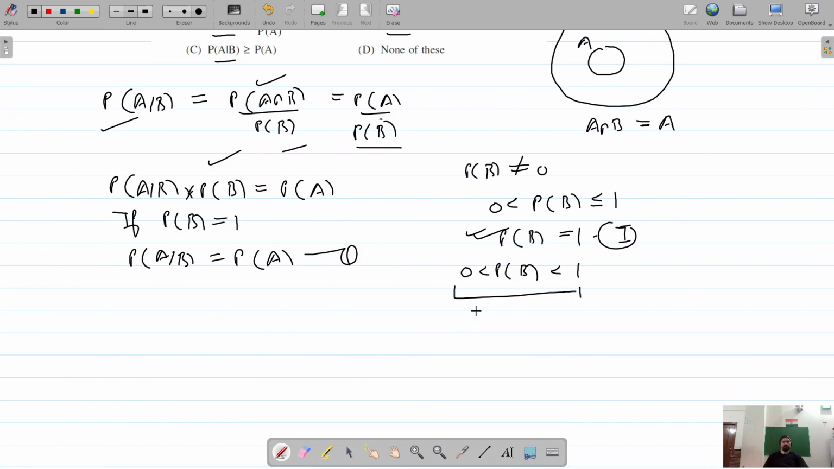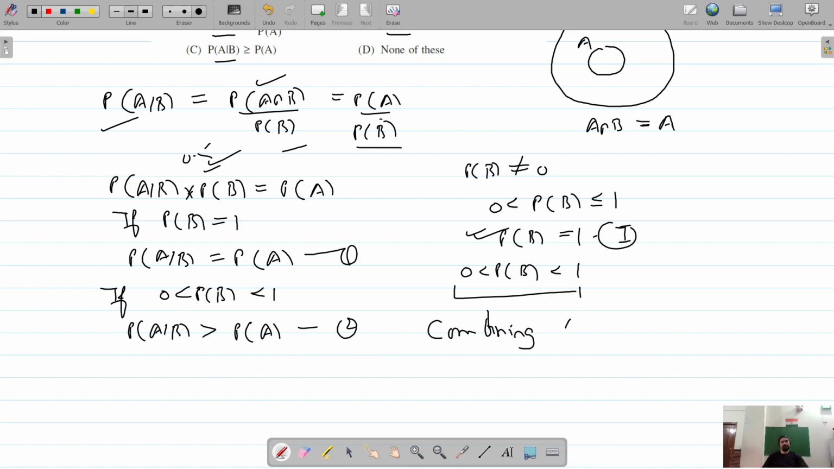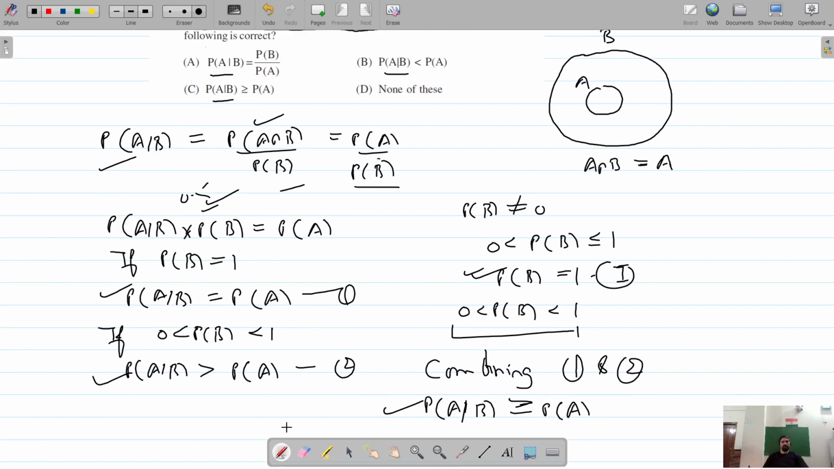And moving on to the second case, that is, if probability of B is between 0 and 1, let's say this probability is 0.5, then the probability of A by B will be greater than probability of A. And if we combine these two statements, it gives us that probability of A by B is either greater than or equal to probability of A. And if we check this in the given results, this should be our option C. So option C is the correct answer for question number 14.